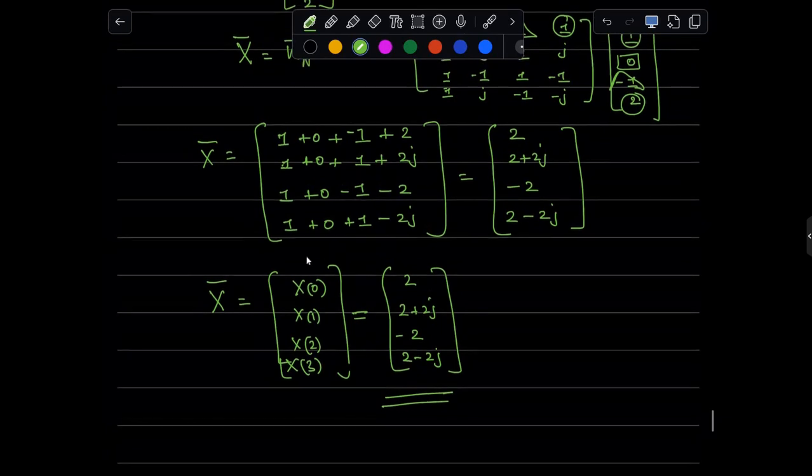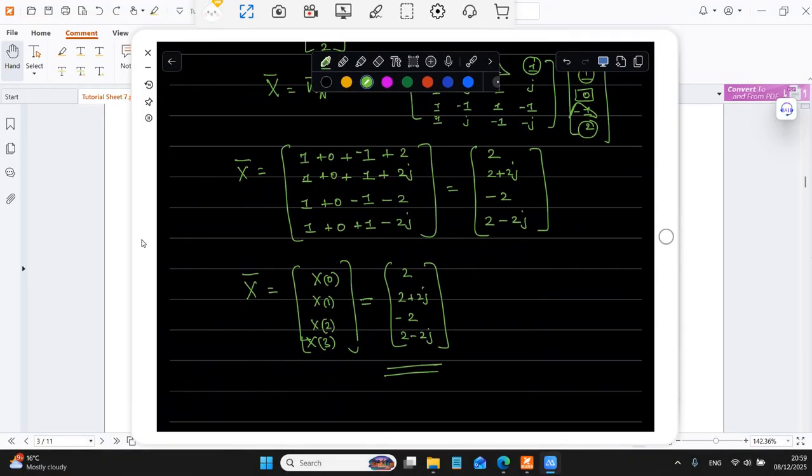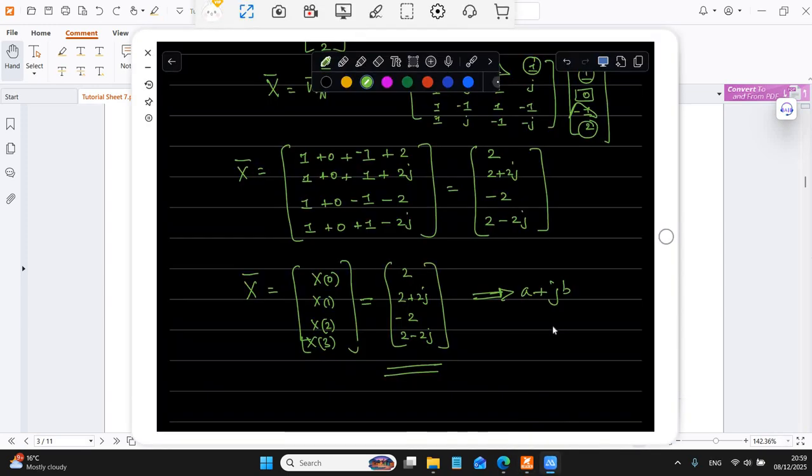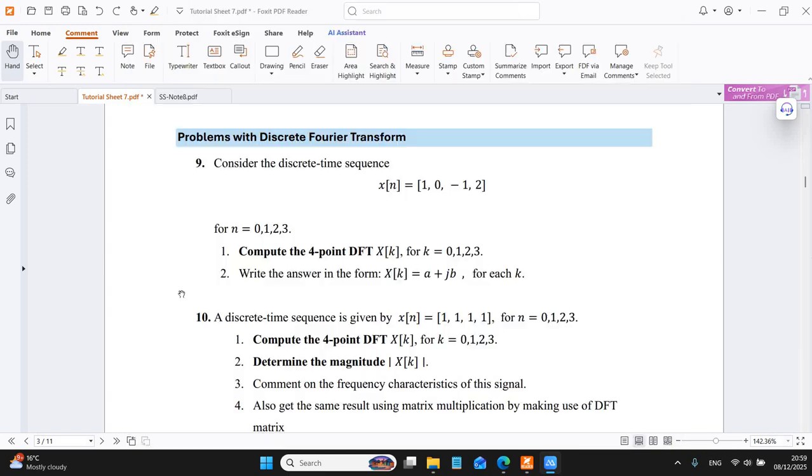Okay, and as mentioned in the question, the answers are also in the same form as mentioned in the question, like right answers in the form of a plus jb. So all these answers are in the form of a plus jb. Okay, so that is what this problem.